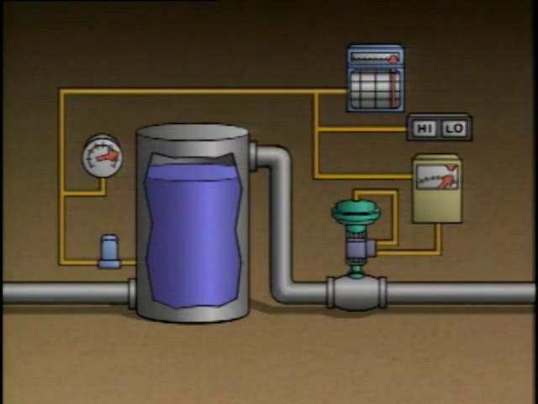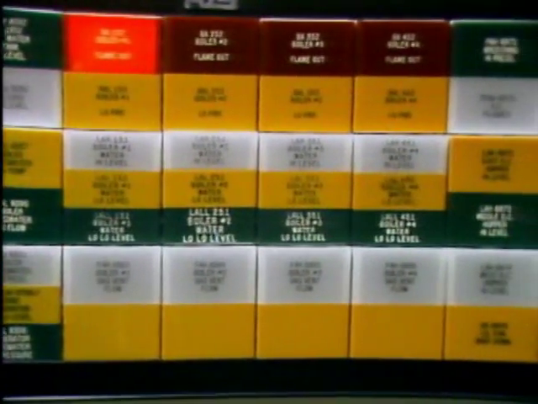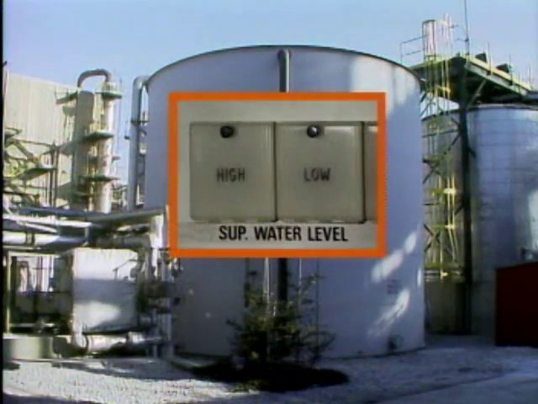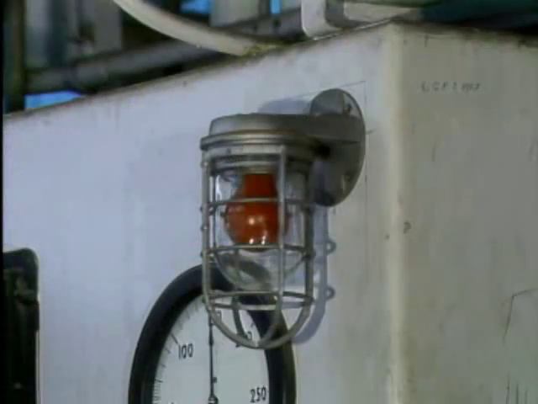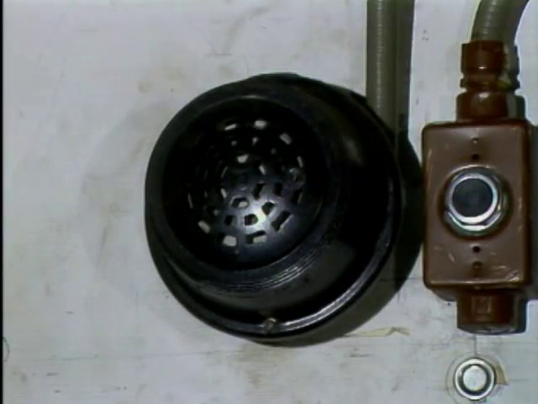An instrument system may also have one or more alarms. Alarms are activated when the value of the process variable being monitored reaches a point that requires operator attention. In this instrument system, the alarms are activated when the water level in the tank is either too high or too low to ensure safe continuous operation. Alarms can be either visual or audible.